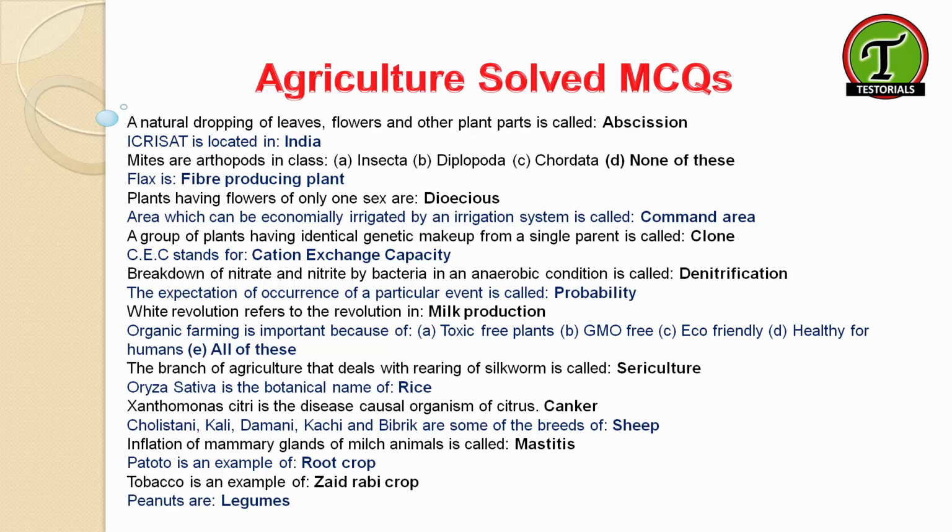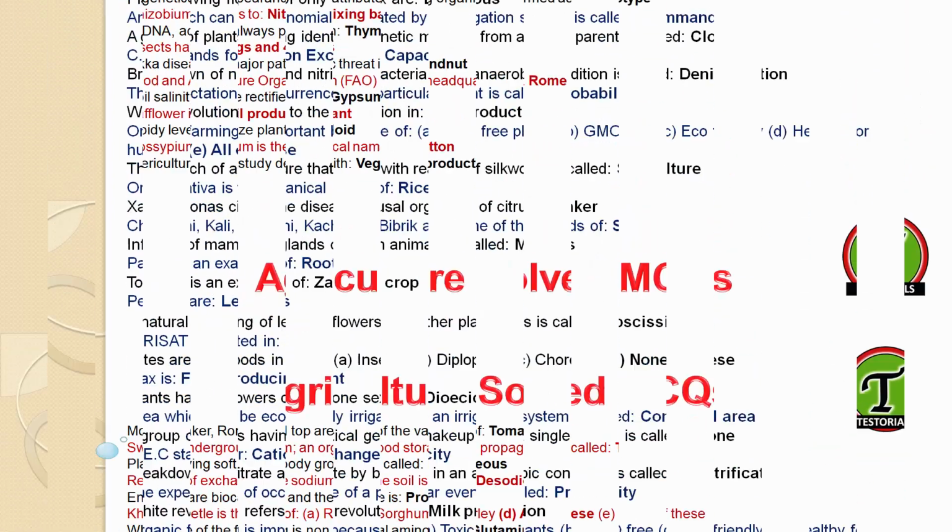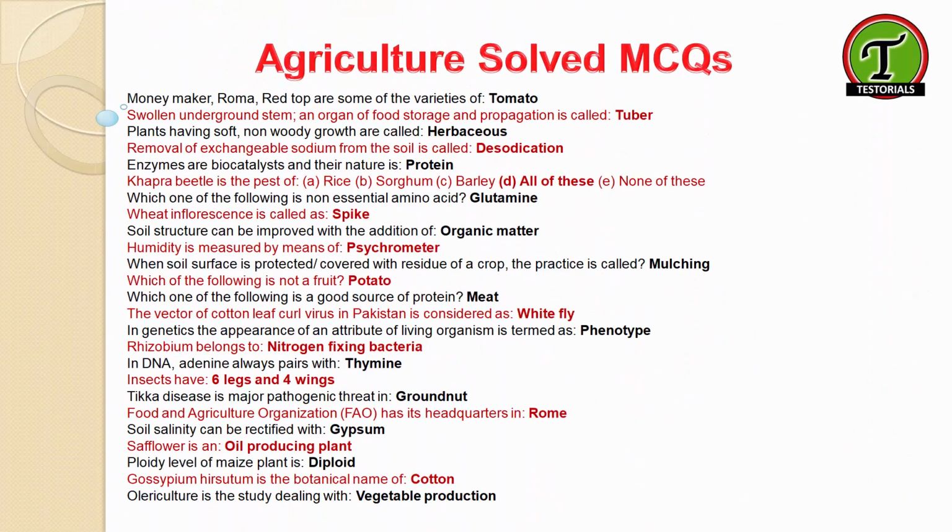138. Potato is an example of root crop. 139. Tobacco is an example of Zaid Rabi crop. 140. Peanuts are legumes. 141. Moneymaker, Roma, Red Top are some of the varieties of tomato. 142. Swollen underground stem, an organ of food storage and propagation, is called tuber.